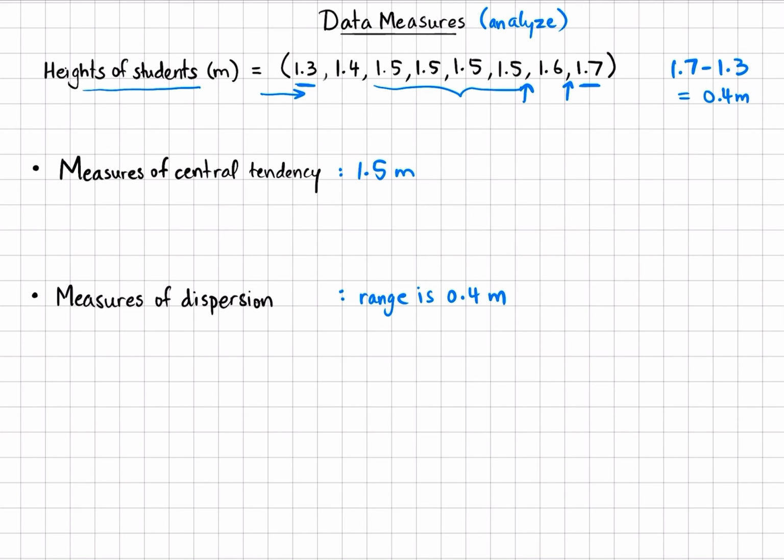Another way of looking at dispersion is also looking at the difference between the data points. So from 1.7 to 1.6, that's a 0.1 meter difference, right? And the same goes from 1.6 to 1.5. All the 1.5s have 0 dispersion in them, because they're the same number. And then we have 0.1 again, 0.1 again. So we could say that the spread is 0.1 meter, for example.